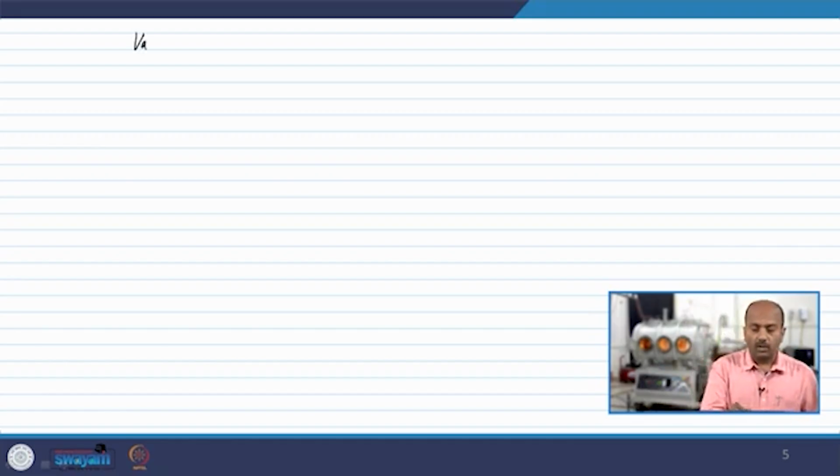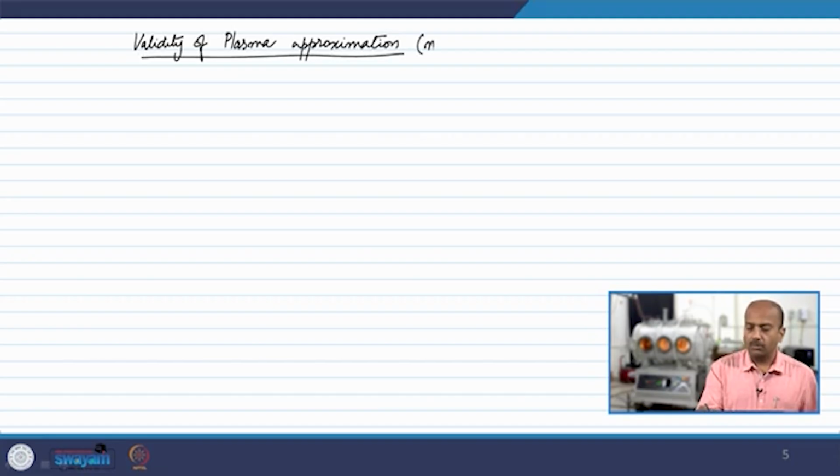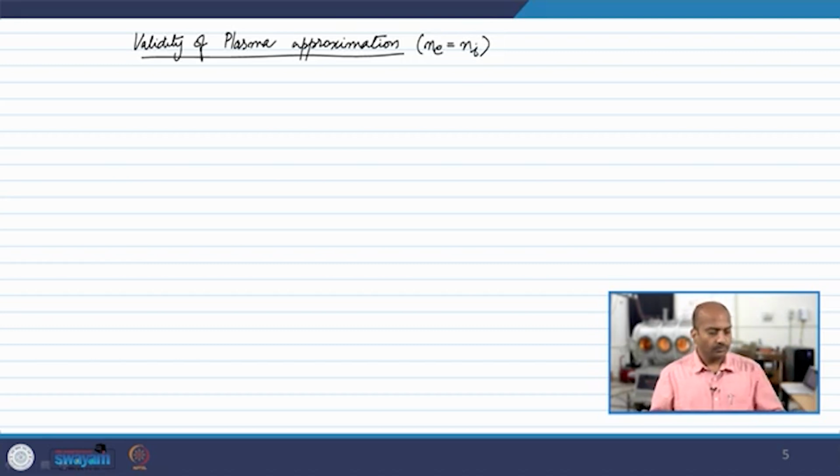So, we will discuss what is called the validity of the plasma approximation. Plasma approximation is when the number of electrons is equal to the number of ions. So, in deriving the dispersion relation for the ion acoustic wave, we have made an assumption that the electron number density is equal to the ion number density. While working out the electron plasma wave, we considered the electron density not equal to the ion density.